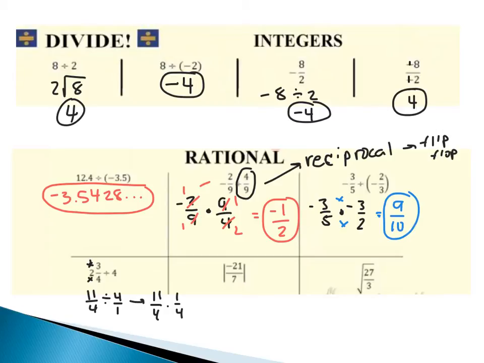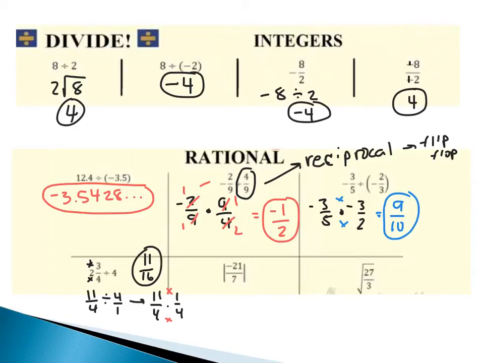So let's go ahead and then just multiply the 11 times the 1, 4 times the 4. I just multiply because I can't simplify. 11 times 1 is 11. 4 times 4 is 16. I get 11 over 16. Fantastic. This is so fantastic.